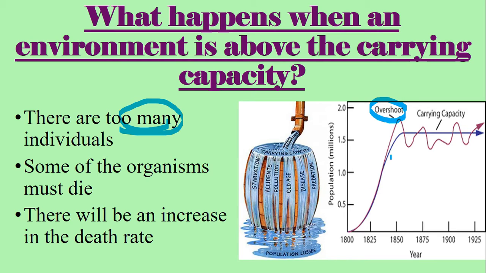This little blue line here I'm going to trace is carrying capacity. When you go over it, it's called an overshoot. And then you have this die off. And it will continue to do this until it kind of stabilizes itself. So that means since there's more individuals, there are going to be more that die, and so there's going to be an increase in the death rate.